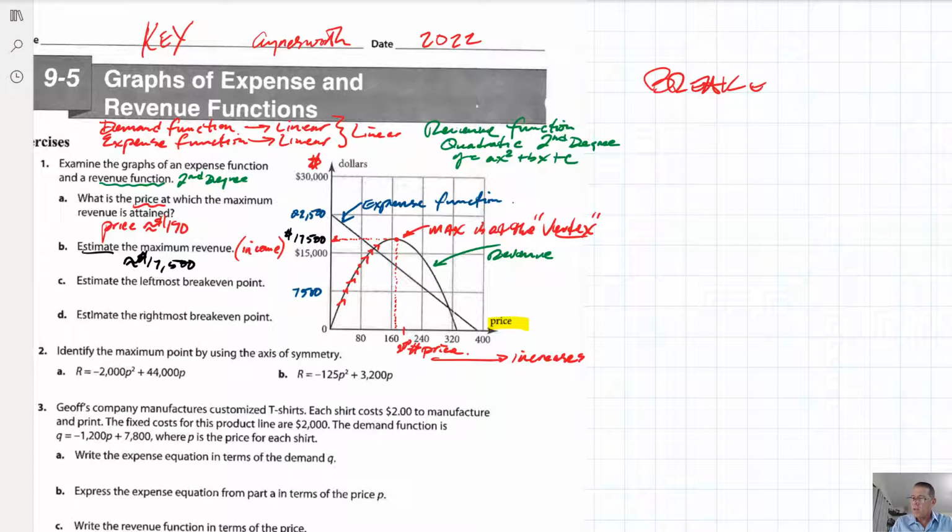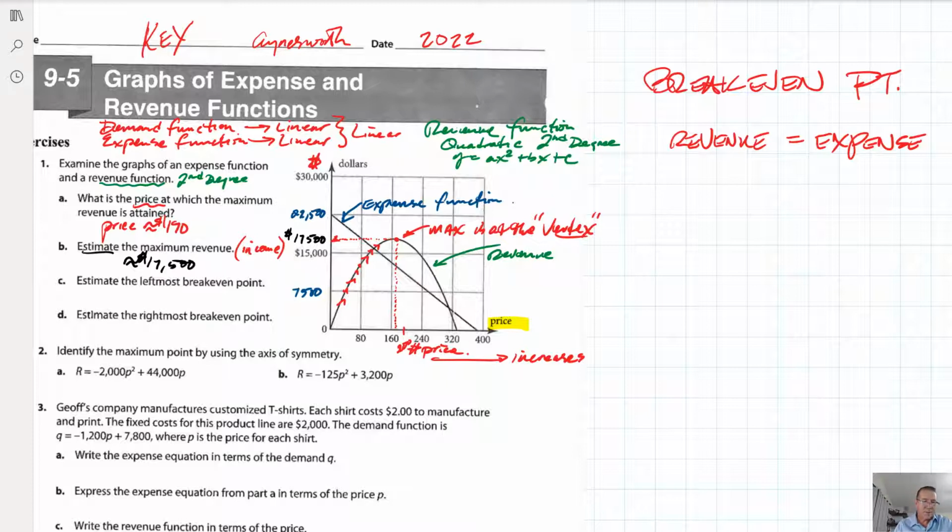Break-even point. That occurs when revenue equals expense. So when the revenue equals your expenses, you break even. You're not making money, you're not losing money. And so when does that happen? It's when the curves intersect. So you're looking for the intersection point.